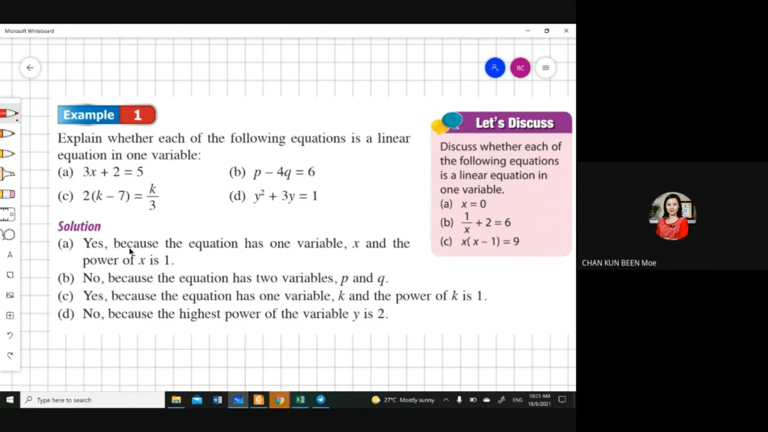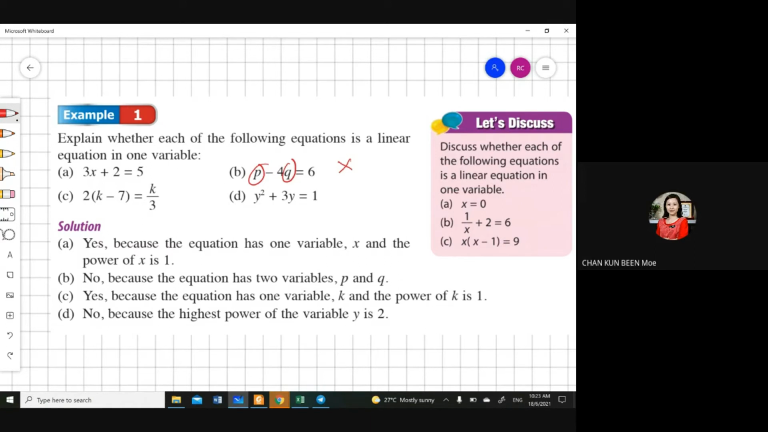You can see the solution given because the equation has one variable x and the power of the x is 1. Okay, now we look into B. Is this a linear equation in one variable? No. Two variables, right? P, Q. So this is no.